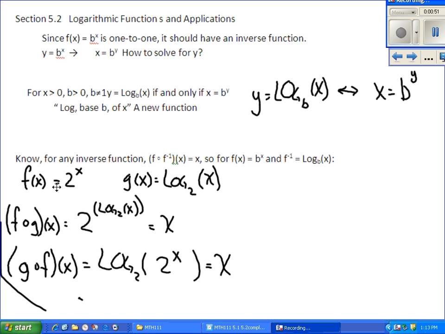So if we have a function f of x equals 2 to the x, just to keep things simple, the inverse function of that would be g of x equals log base 2 of x. So the base of the exponent has to match the base of the log for them to be inverses of each other. And by definition, if we do the composition of a function and its inverse function, the result should just be x. So by definition, 2 to the log base 2 of x is x, and log base 2 of 2 to the x equals x.